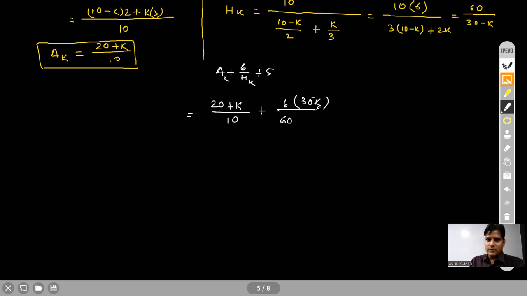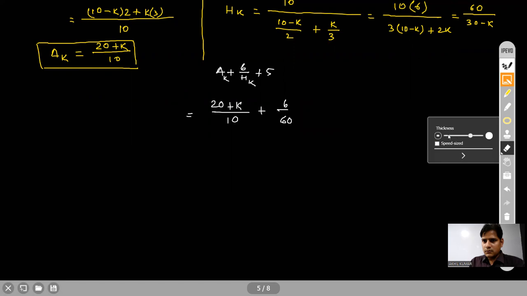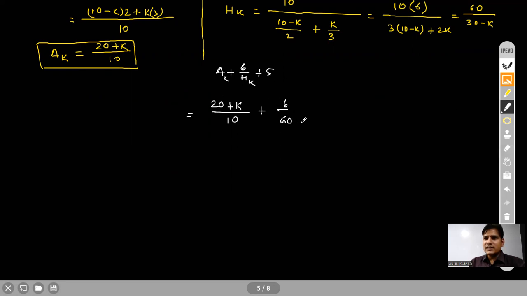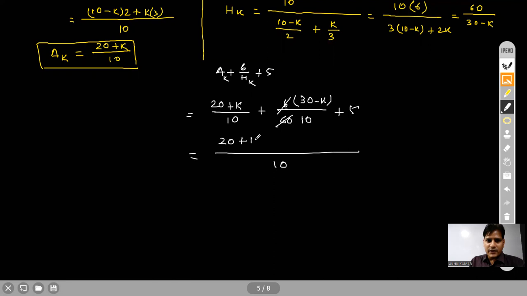So 30 minus k. Let me erase it. So it will be 6 upon 60 upon 30 minus k. So 30 minus k will go in the numerator, plus 5, right? So let's cut it, and it will be 10. Taking LCM, we have 20 plus k plus 30 minus k plus 50. So the plus k and minus k get cancelled out. We are left with 100 upon 10.